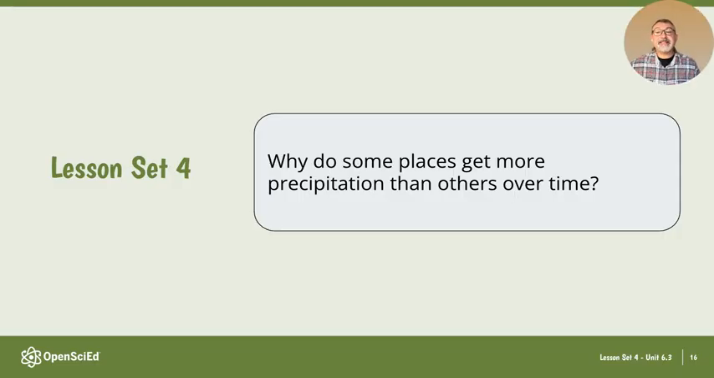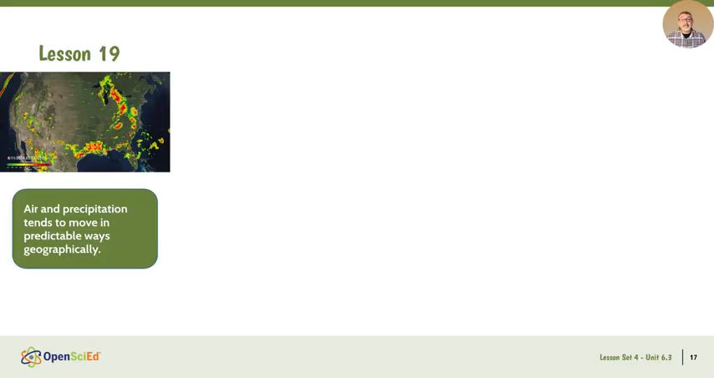And finally, Lesson Set 4 of Unit 6.3, again, more quickly. The previous lesson finishes with looking closely at large-scale precipitation events and how predictable they are, which takes us into the final lesson set, where students explore whether there are geographical patterns to the weather we experience.